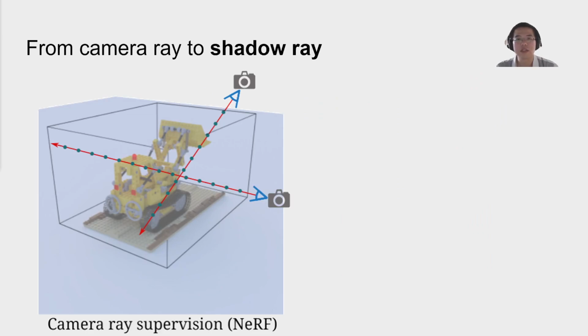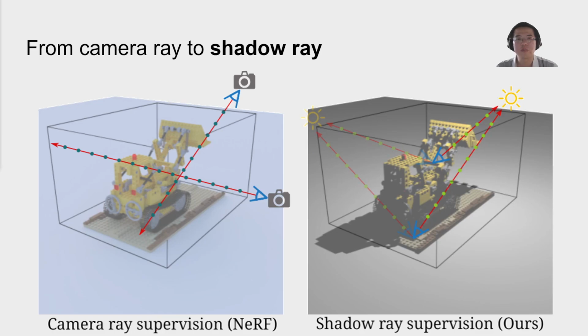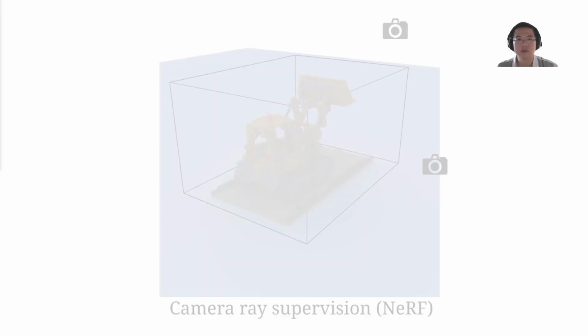However, NeRF does not model the other part of the light transport, which prompts us to think: can we reconstruct a neural field by supervising the shadow rays that go from the scene to the light source? The answer is yes. These rays are commonly referred to as shadow rays because the light emitted from the light source can be occluded by the scene, resulting in varying visibility and causing shadows. These shadows contain geometric information that can be used for reconstruction.